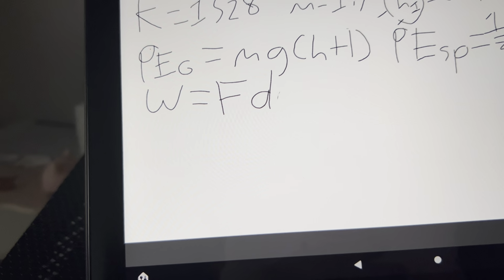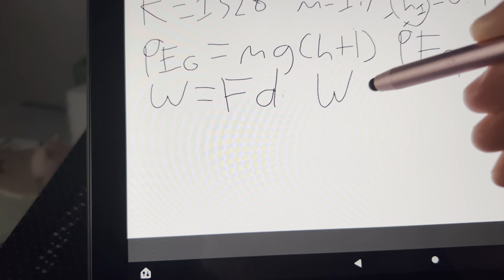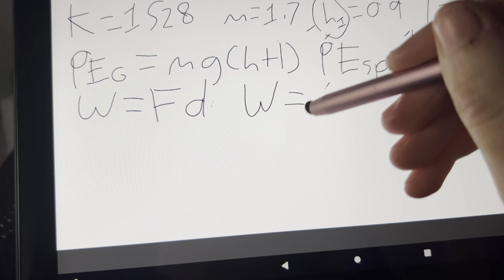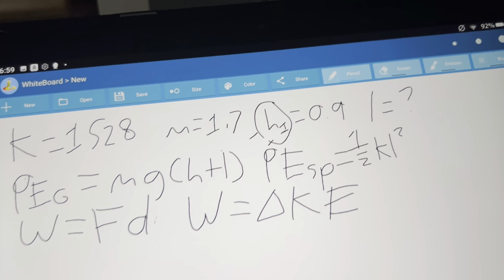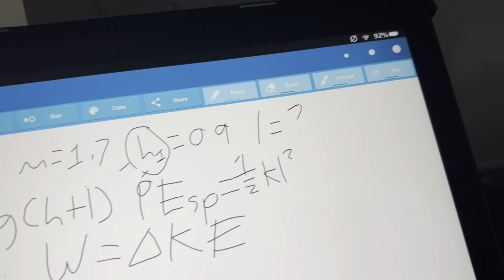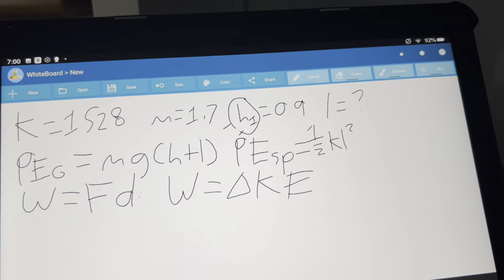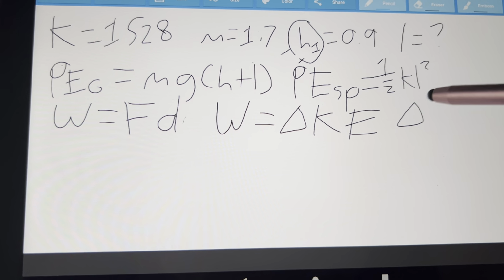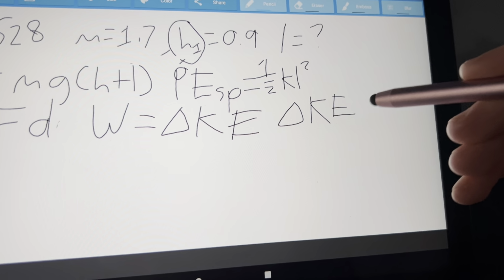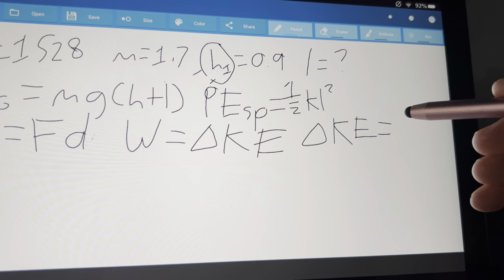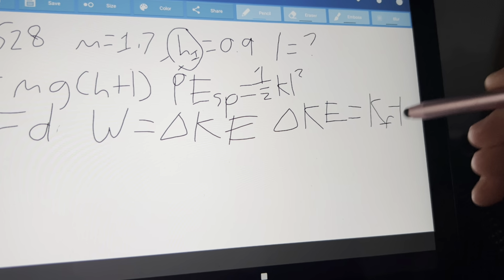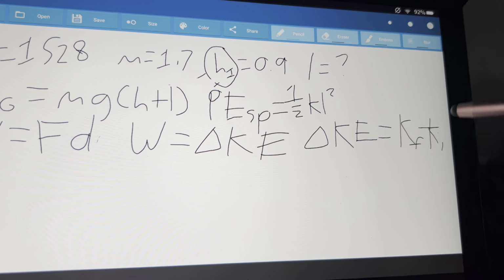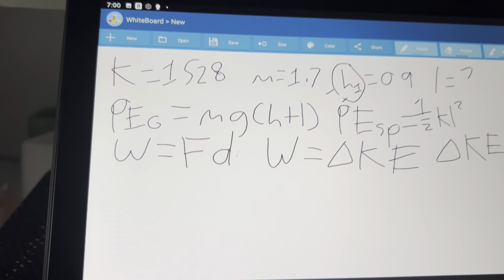Anyway, so we also have a few other equations, such as work is equal to the change in kinetic energy. And also my handwriting is slightly bad, I apologize for that as well. Anyway, in this case, we also know that the change in kinetic energy is equal to the final kinetic energy minus the initial kinetic energy. I'm sorry, those are kind of running into each other.